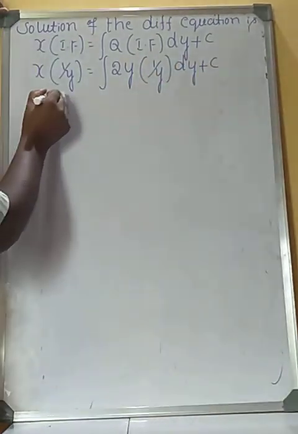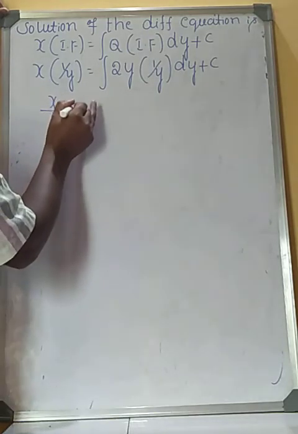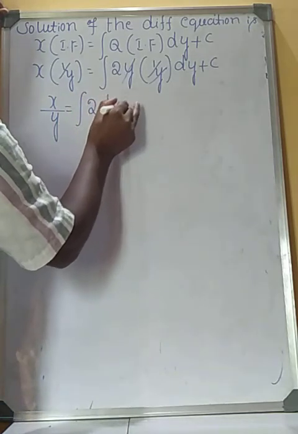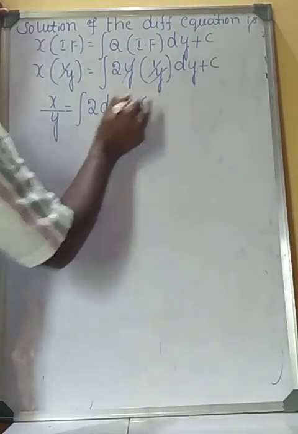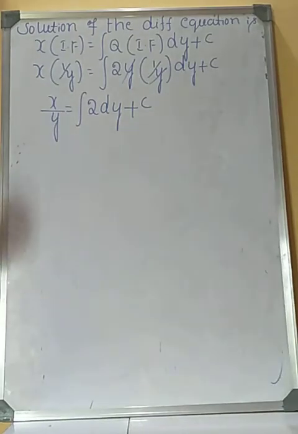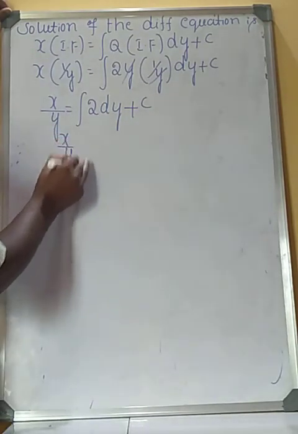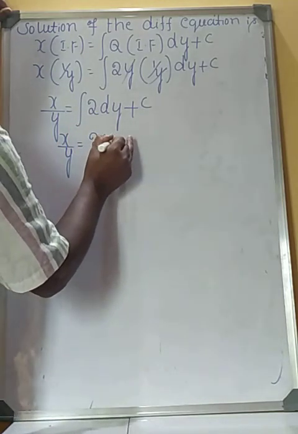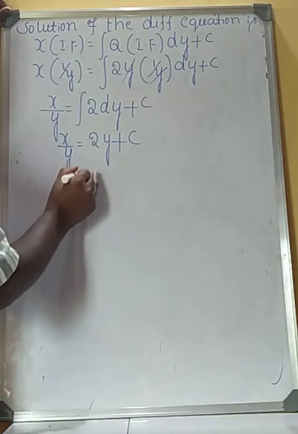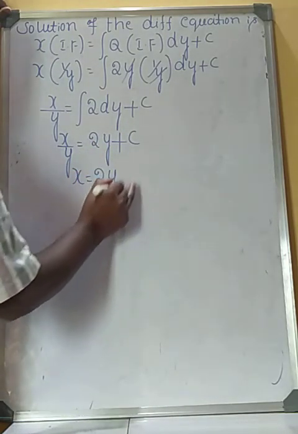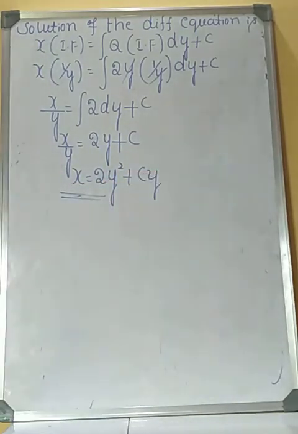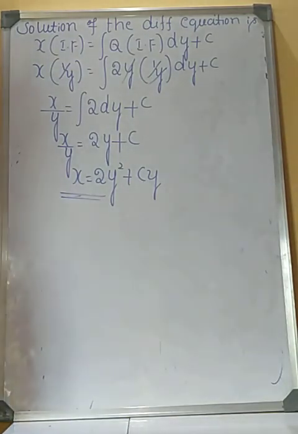Therefore, x by y is equal to, y cancels, integral of 2 dy plus c. So x by y is equal to 2y plus c. Therefore, x is equal to 2y square plus cy, which is the required general solution of the given differential equation.